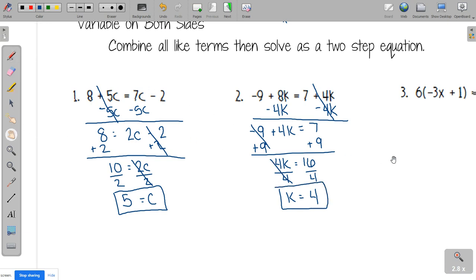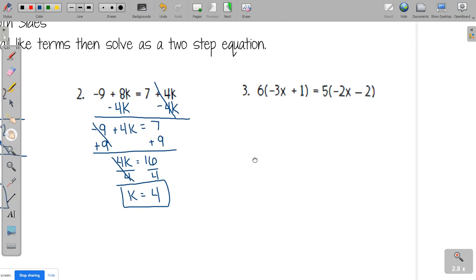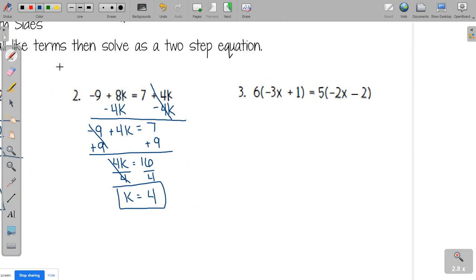Okay, let's look at the third one here. We have 6 times the quantity of negative 3x plus 1 equals 5 times the quantity of negative 2x minus 2. We have parentheses here, so we have to distribute before we simplify. So we do 6 times negative 3x, and that gives us negative 18x. 6 times 1 is positive 6.